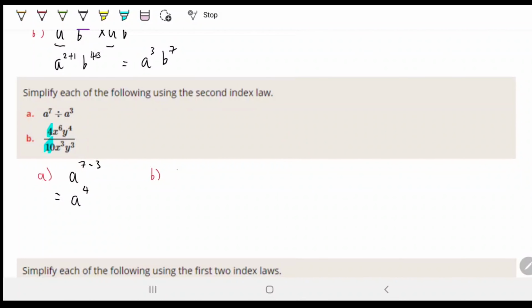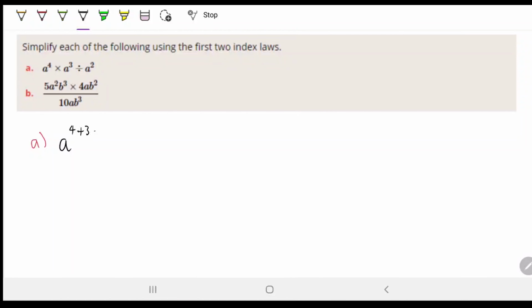Alright, the last example, simplify each of the following using the first 2 index laws. So now we're combining what we've learnt. So in this question, it's a to the power of 4 multiplied by a to the power of 3 divided by a to the power of 2. So we just need to ask ourselves, if it's a to the power of 4 times a to the power of 3, that means that we can say a to the 4 plus 3, but then you're dividing it by a to the 2. So you just need to take away 2. So it becomes 4 plus 3, which is 7, minus 2, which is 5. So your answer is a to the power of 5.